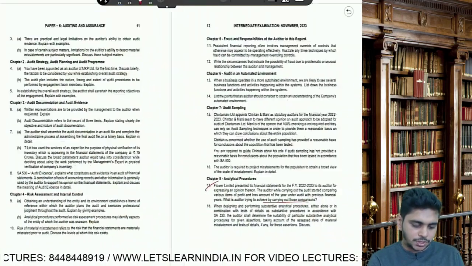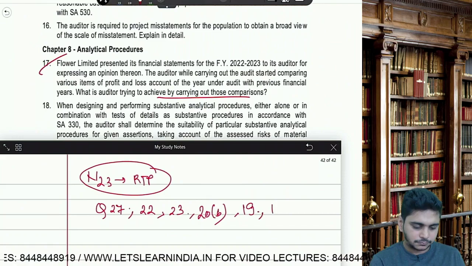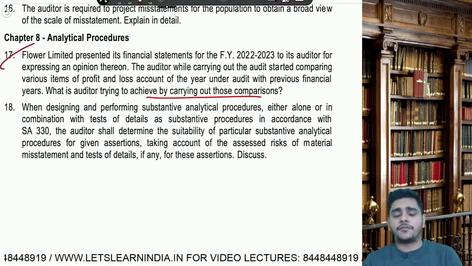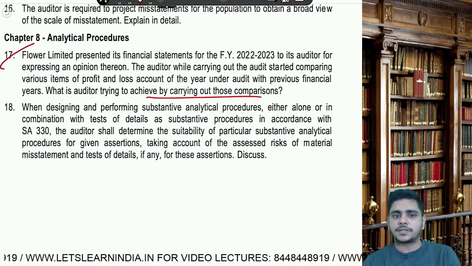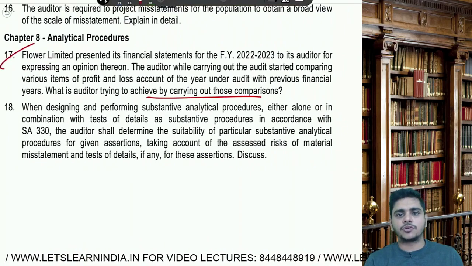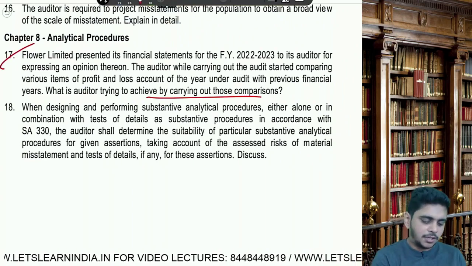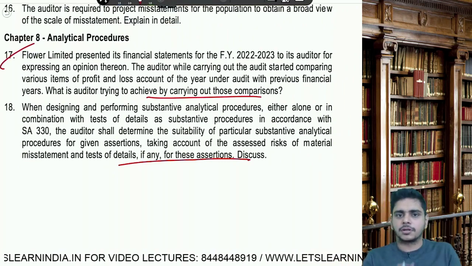So this is also a new question, 17th. When designing and performing substantive analytical procedures, either alone or in combination with tests of detail, in accordance with SA 330, the auditor shall determine the suitability of particular substantive analytical procedures for given assertions, taking into account the assessed risk of material misstatement, if any, of those assertions. Discuss. Same module content, model question, no new variety.